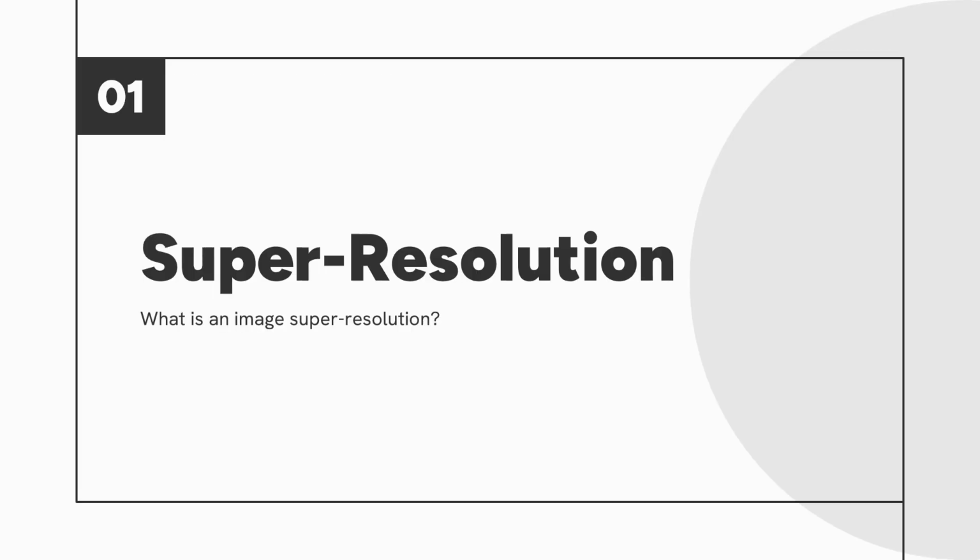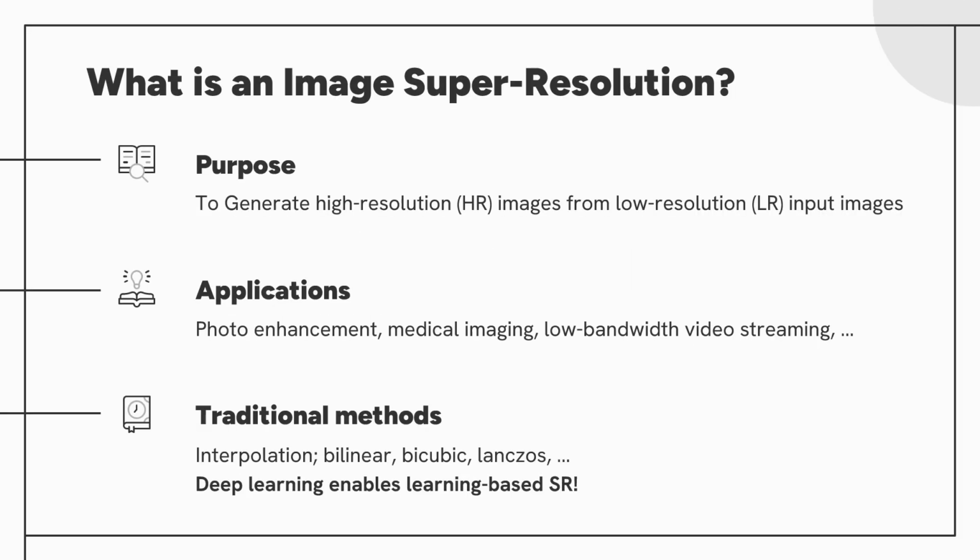So, what is image super resolution? It is the process of generating high-resolution images from low-resolution inputs. This technology has numerous practical applications including photo enhancement for consumer photography, medical imaging where detail preservation is critical, and low-bandwidth video streaming where efficient transmission is essential.